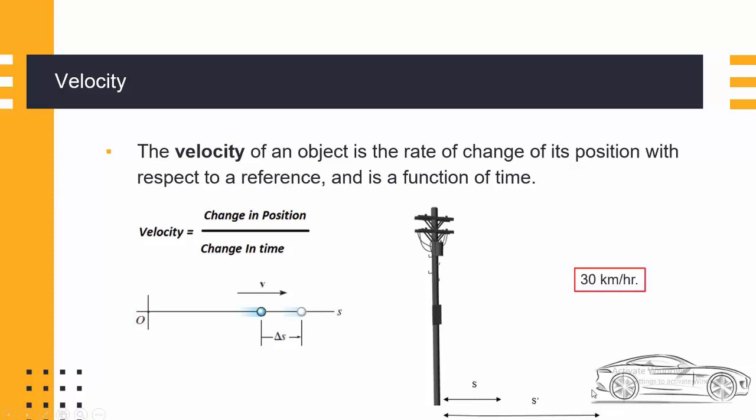Mostly in automobiles we specify the speed in kilometer per hour. For example, consider the car is moving at a speed of 30 kilometer per hour. The meaning of 30 kilometer per hour is that if the car is operated at a constant velocity, then it will cover a distance of 30 kilometers in 1 hour. So that is the meaning of 30 kilometer per hour.